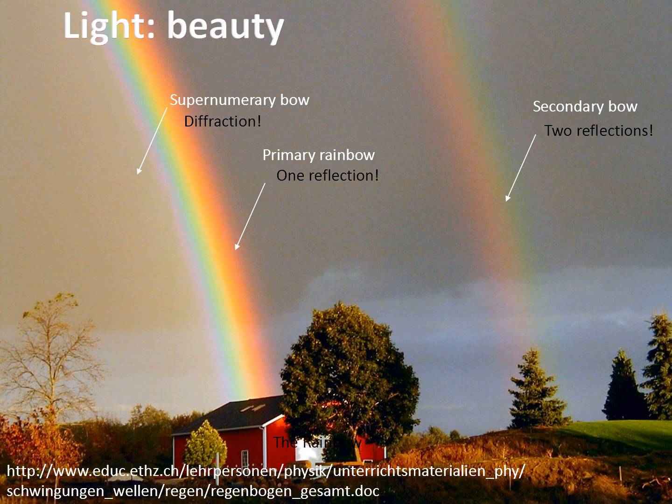If the droplets are too small, then you have to consider not only ray optics, but also wave optics effects such as diffraction, and they can actually ultimately give rise to the supernumerary rainbows.